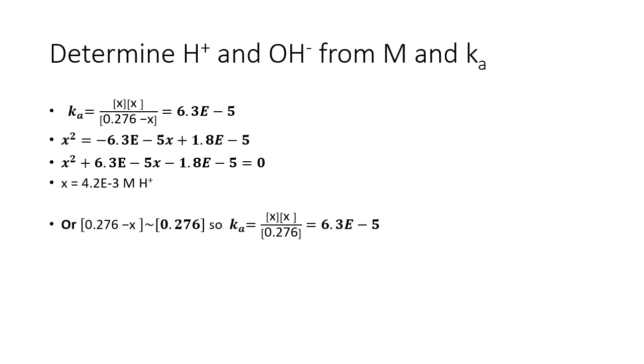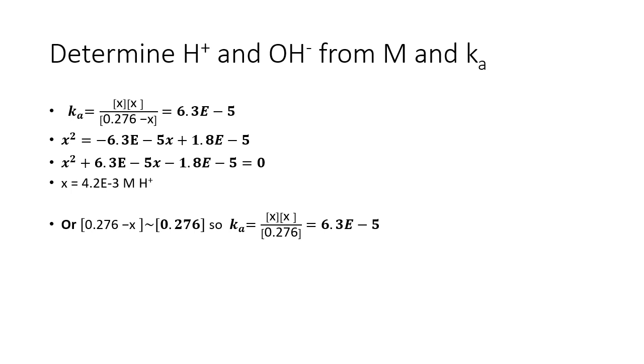Now, let's try this a different way. What if we approximate 0.276 minus X to be 0.276? And you're wondering, why can I do that? Because our Ka is times 10 to the negative fifth, and that's kind of tiny. So we suspect that it will do absolutely nothing to the concentration of our acid.